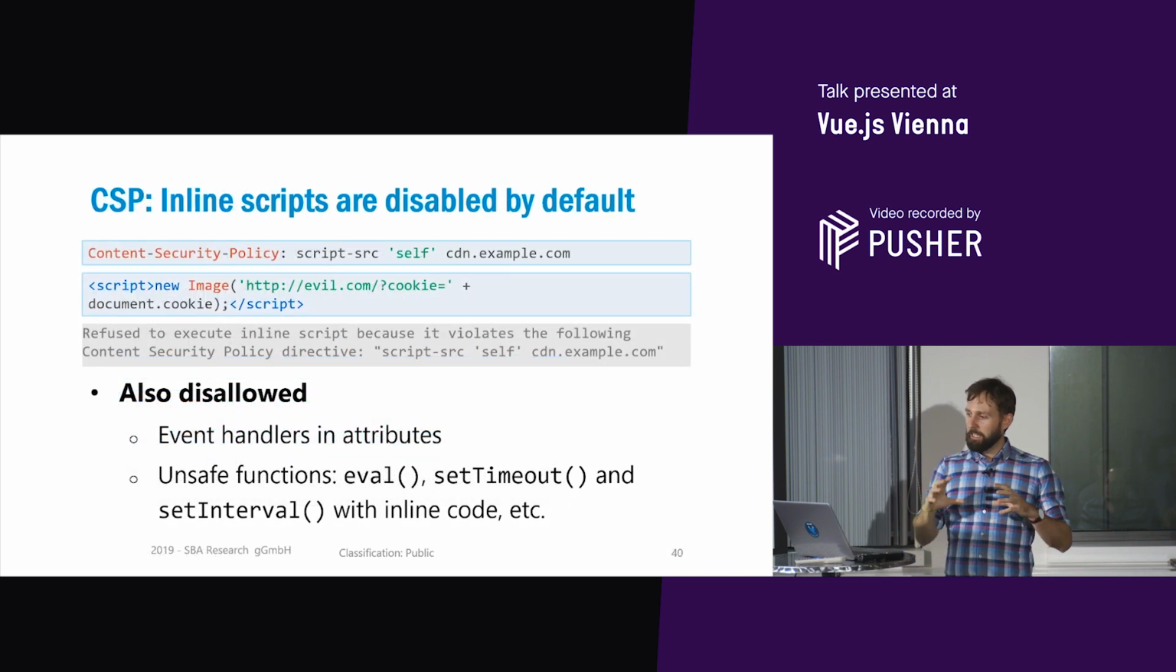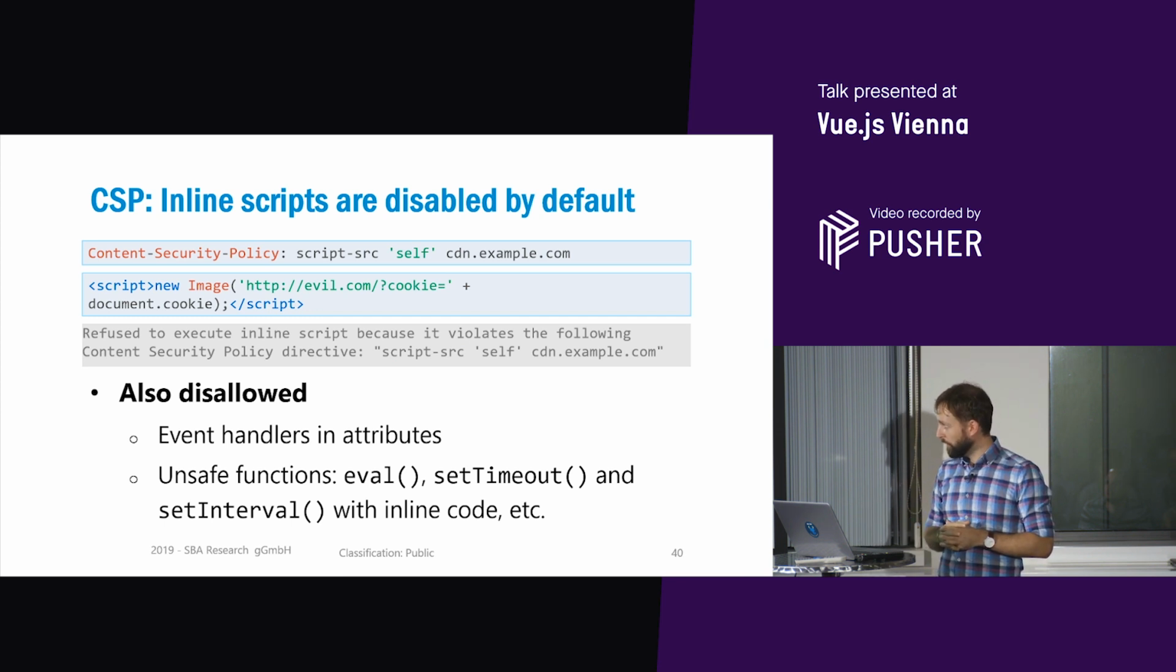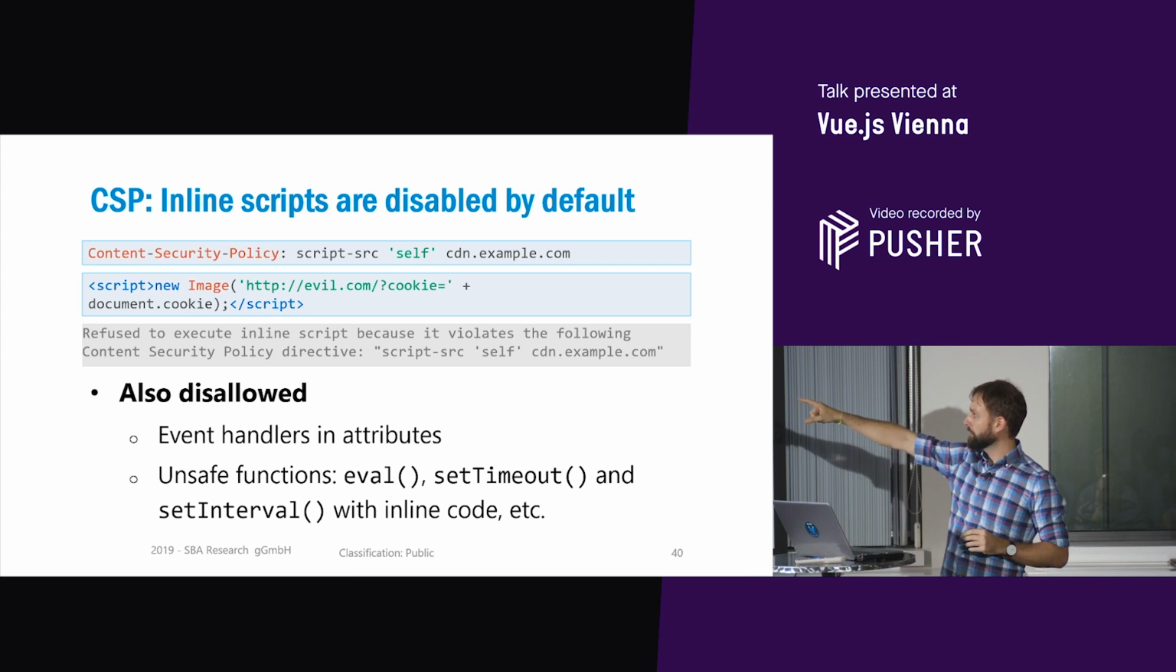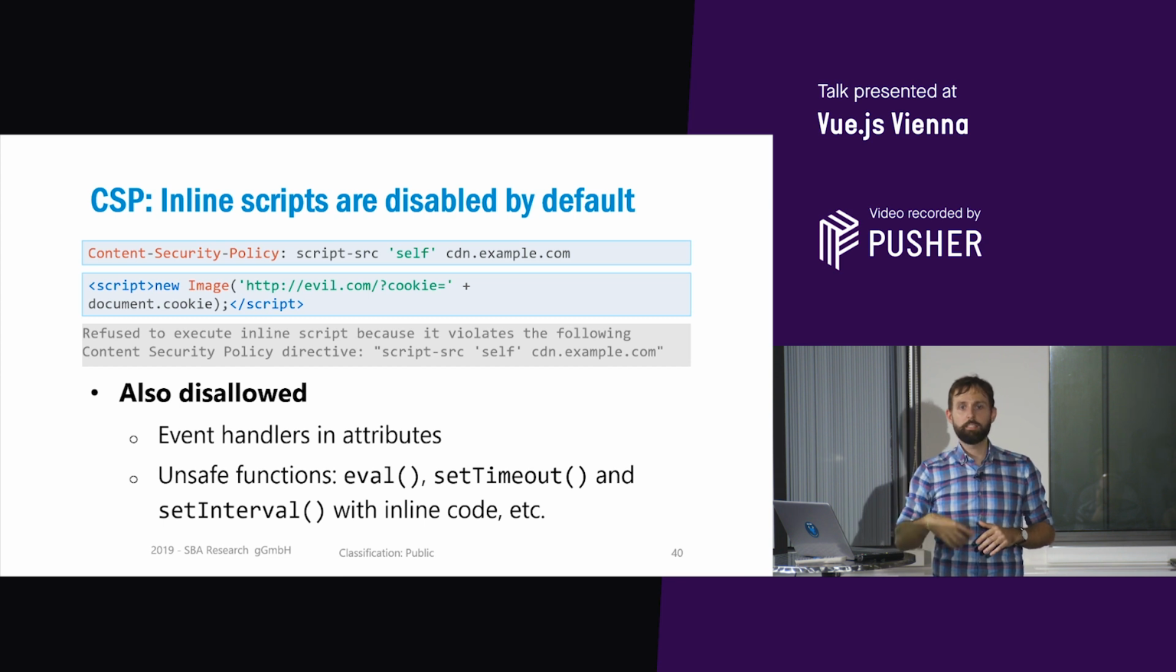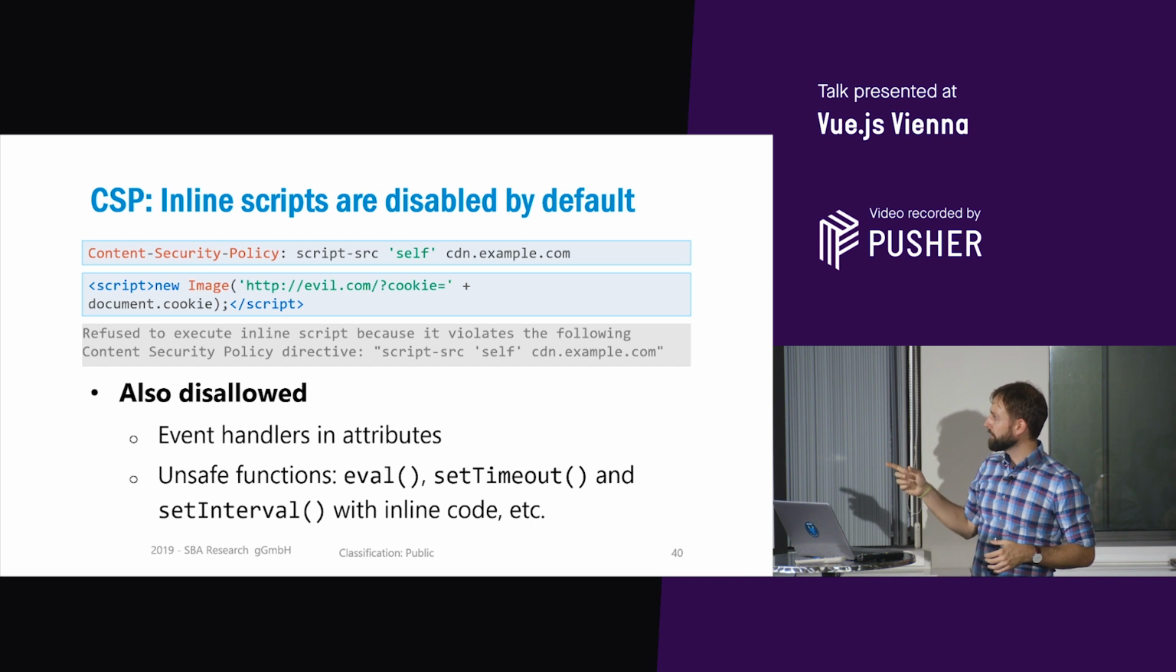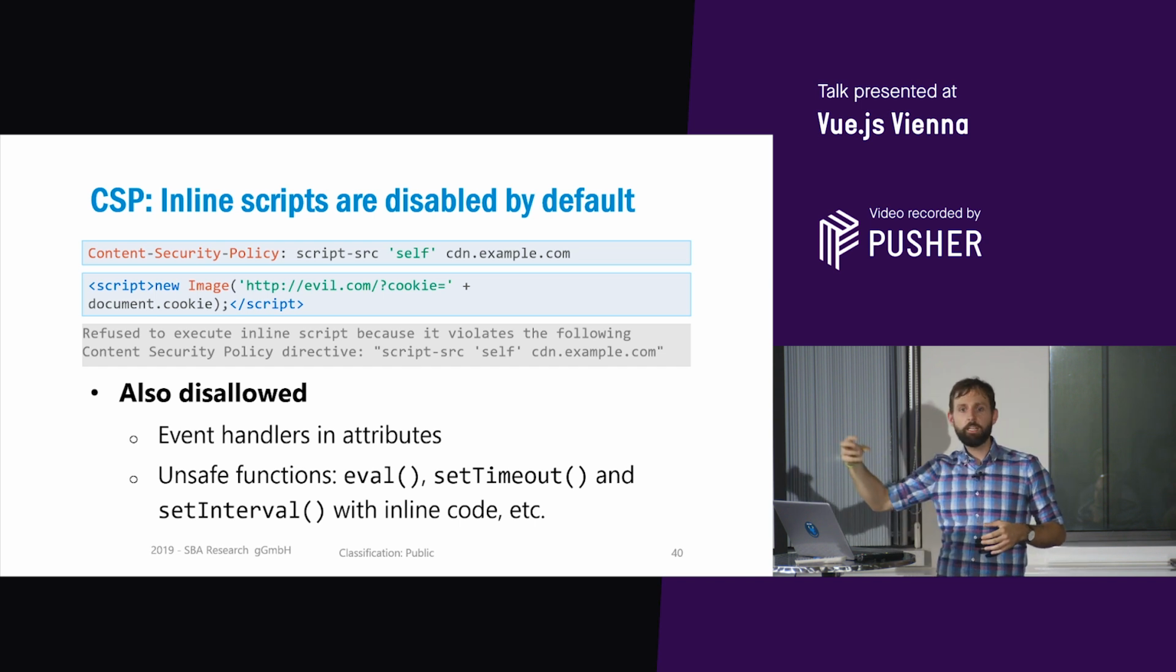Now, the core and heart of content security policy is that inline scripts are prohibited by default. Right? So if you do something like this, script, new image, whatever, it's not going to be executing because inline scripts are prohibited. Inline scripts is what mostly happens when a cross-site scripting attack takes place. Okay? So also disallowed are event handlers in attributes because they are also inline JavaScript, such as on key up, on key down, on error. They are prohibited as well.